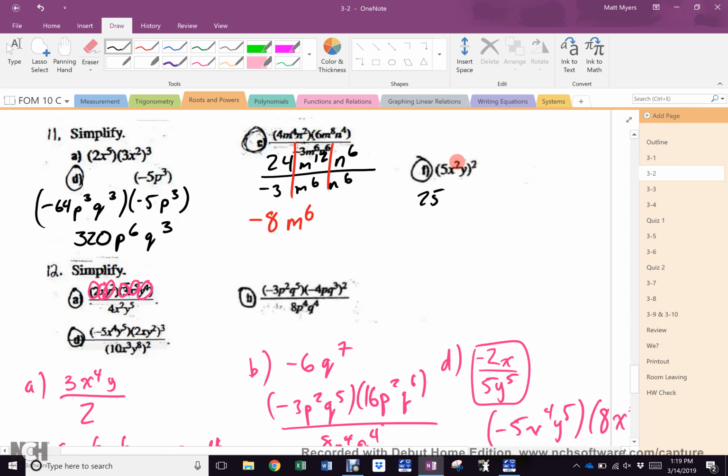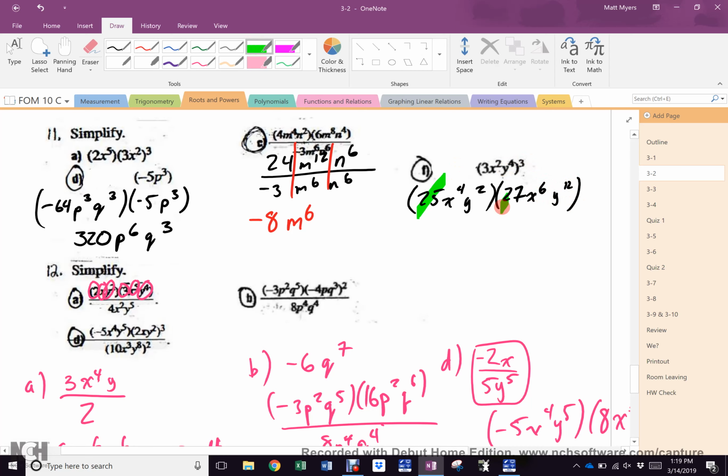25. What is x squared squared? X to the 4th. What is y squared? Y squared. Then I've got this side. What is 3 cubed? 27. What is x squared cubed? X to the 6th, just like law number 3. And y to the 4th cubed is y to the 12th.